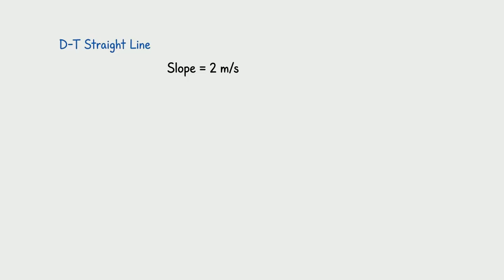Let's summarize. On a distance time graph, the slope is speed. On a velocity time graph, the slope is acceleration. On a velocity time graph, the area under the curve is displacement. A flat line on a distance time graph means the object is stopped. A flat line on a velocity time graph means constant velocity. A curved distance time graph means acceleration. A sloped velocity time graph means acceleration. And when a velocity time graph crosses 0, the object changes direction.